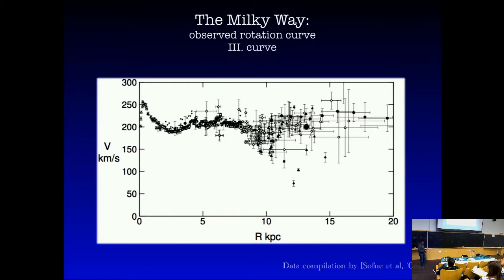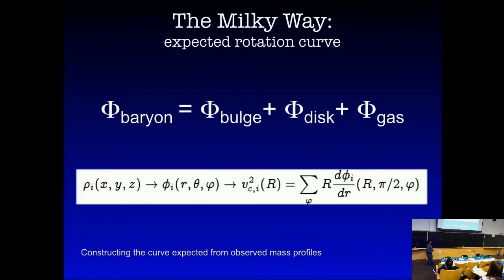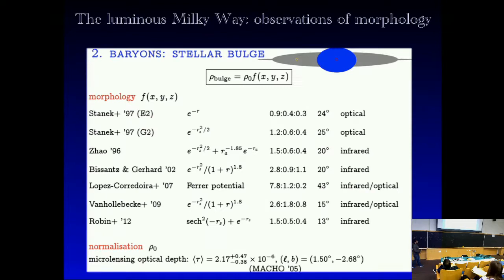In fact, as you can see, in this compilation that Miguel and I made, in the central 2.5 there's very little data. They don't go up, as you can see, and then we basically cut the data out. We include the mass of the visible stars, but we don't perform the analysis. So the fit is not sensitive to that. Okay. And then what you do is that you have to take the morphology of the stars and predict the rotation curve that you expect from the stars.